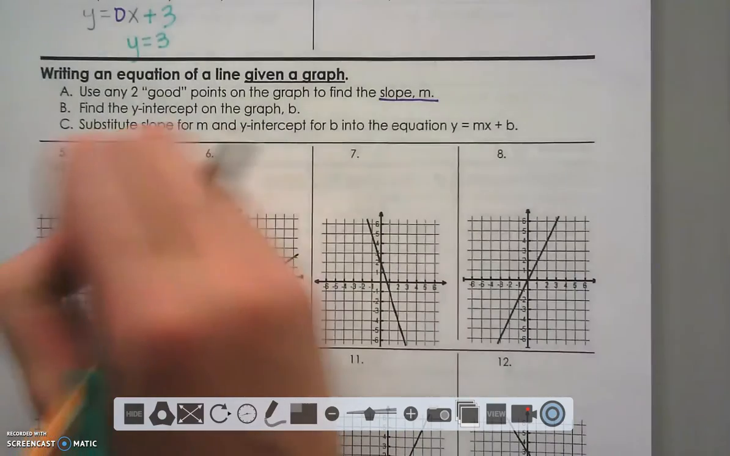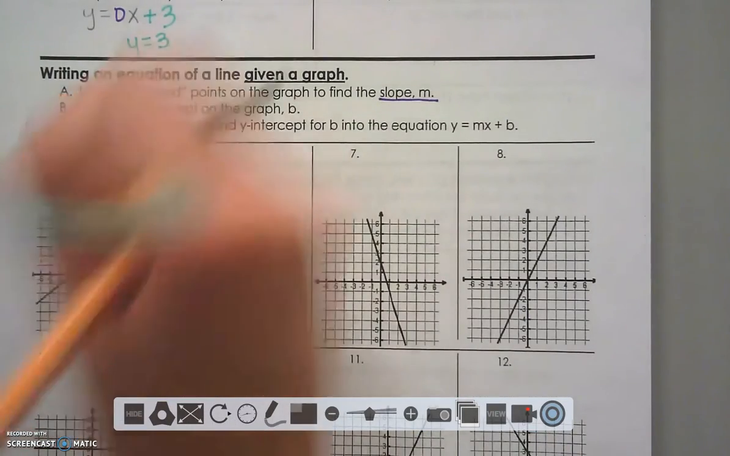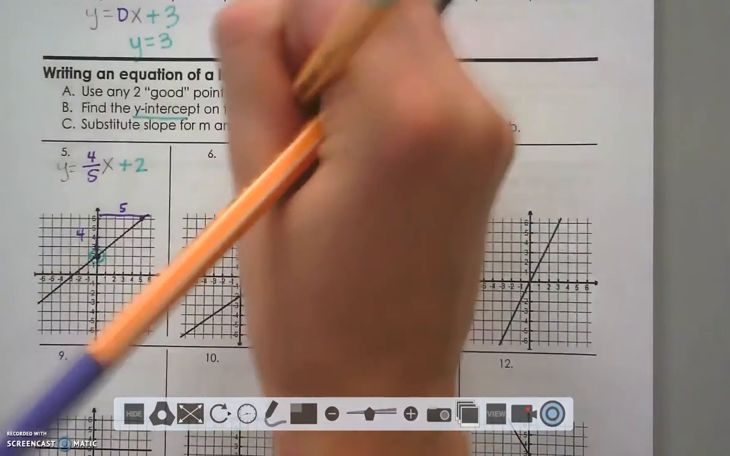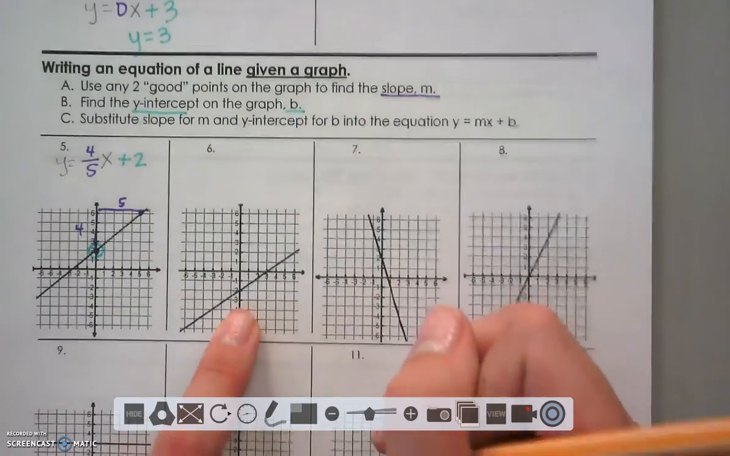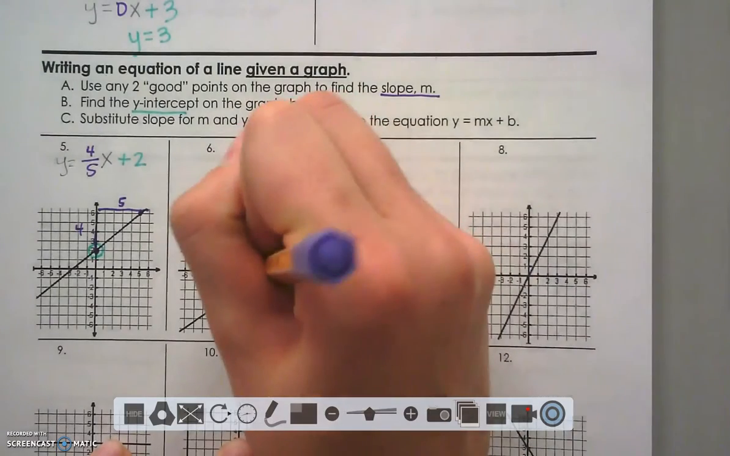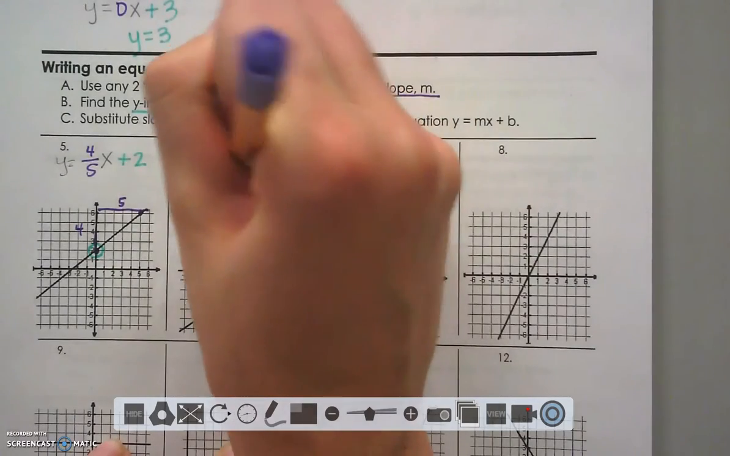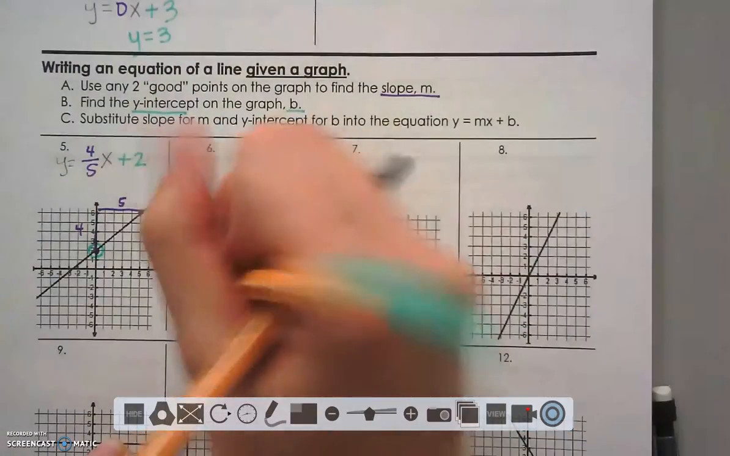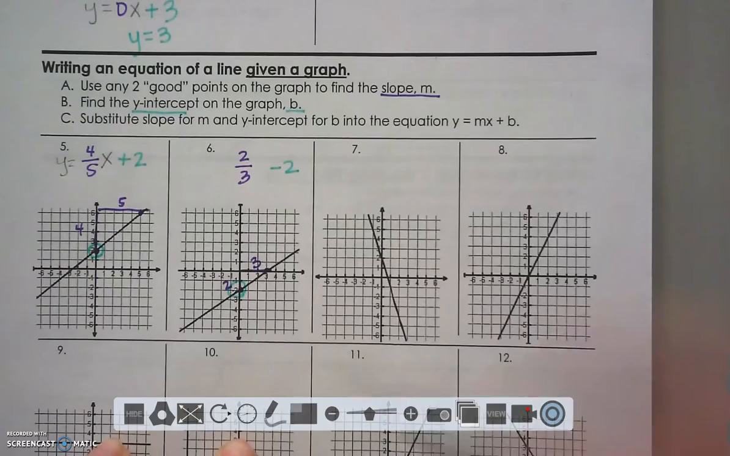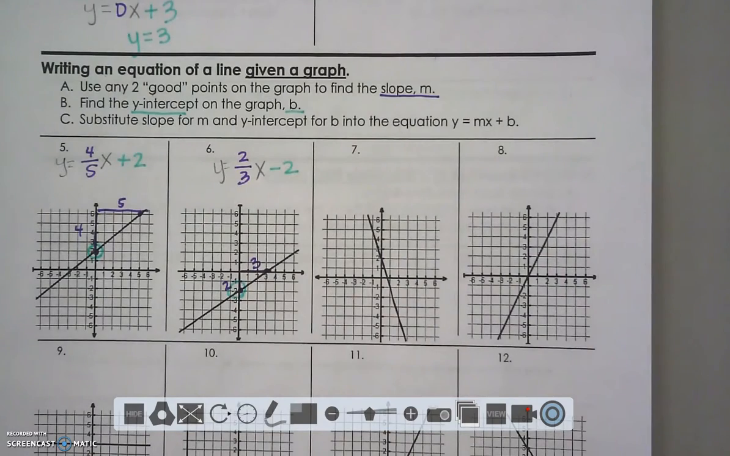So this is y equals 4/5 x. And then my y-intercept is where it crosses the y-axis. That's at 2. So again, here we'll find our next perfect point. I'll choose my y-intercept and I'll choose my x-intercept. Those are pretty perfect. So that's up 2 and over 3. So my slope is 2/3. We found my y-intercept to be -2. And if I substitute that, that's y equals mx plus b. My b value happens to be negative.